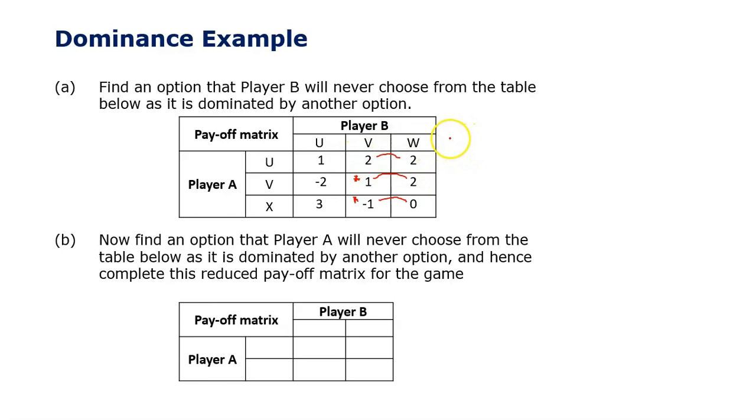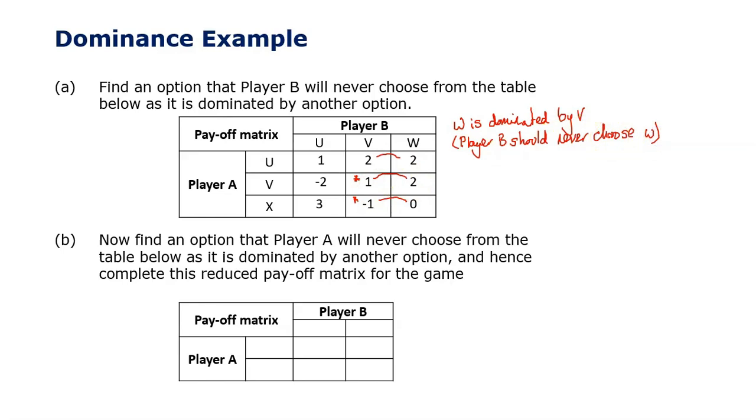So I would say that V is always better than W for B. So I'm going to say that W is dominated by V, and player B should never choose it. Now, remember this. The 2 would make B lose 2 points. So you should never choose the W. I just wanted to make sure I got that the right way round.